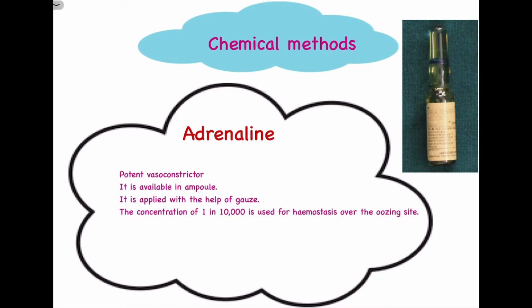The concentration which we routinely use for achieving hemostasis is 1:10,000, right? We can use this directly by soaking a gauze with adrenaline and applying the gauze directly onto the bleeding site. It will prevent the oozing of blood at that site. So again, a very easy method to achieve hemostasis.